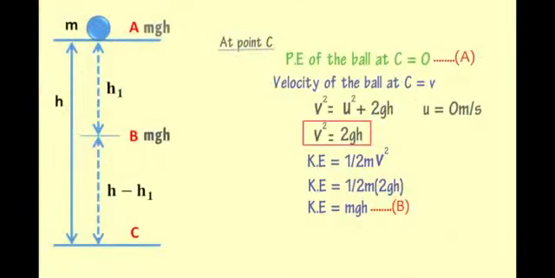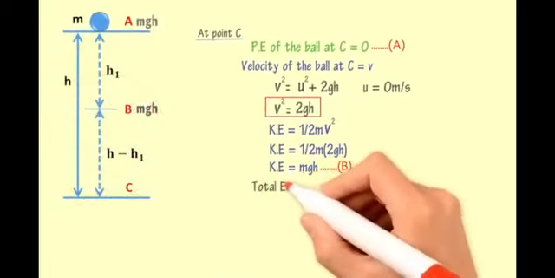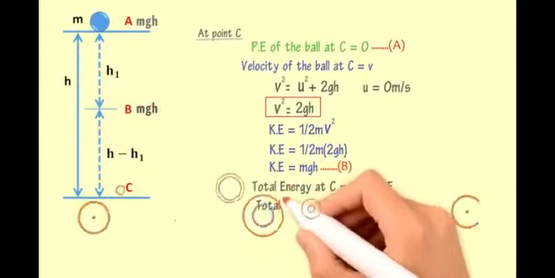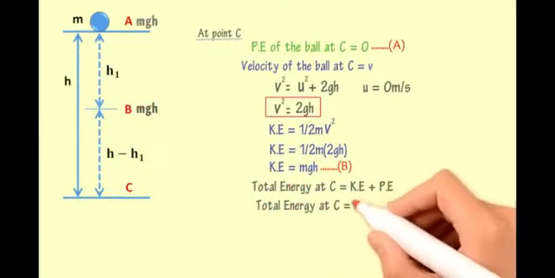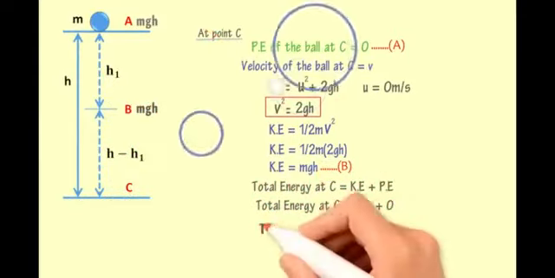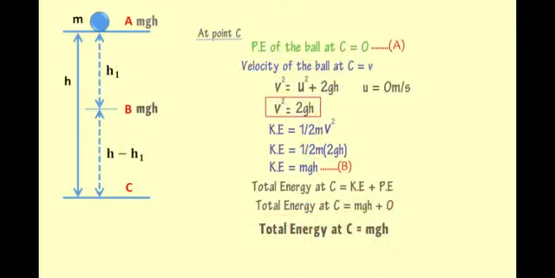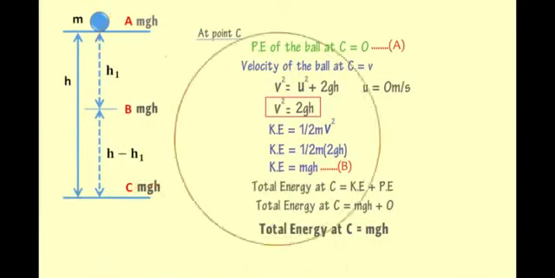Now total energy at point C is equal to kinetic energy plus potential energy. Hence total energy is equal to mgh plus 0. Our total energy is equal to mgh. Hence total energy at point C is mgh.